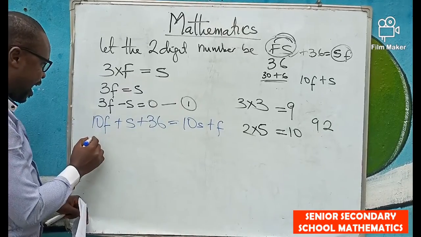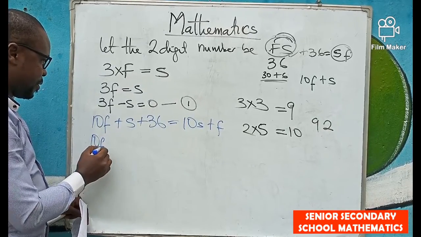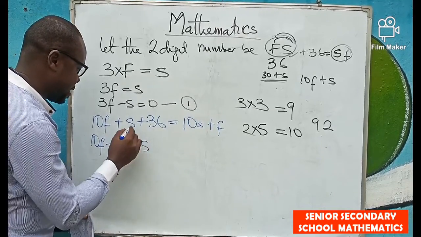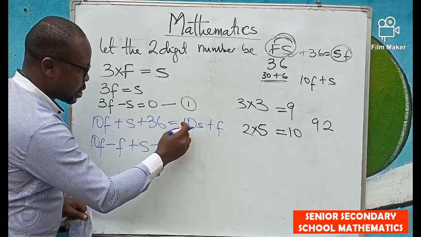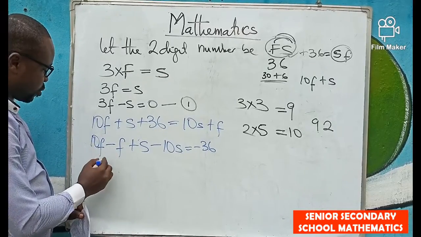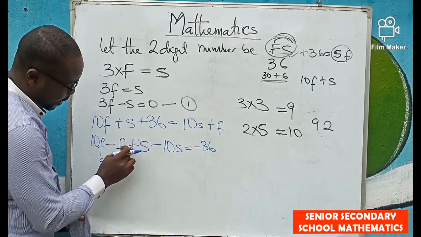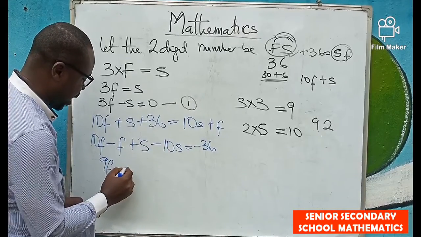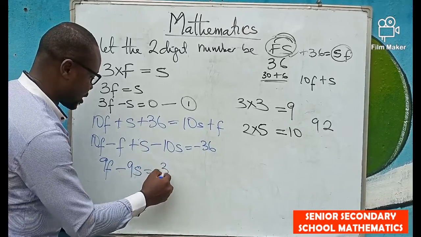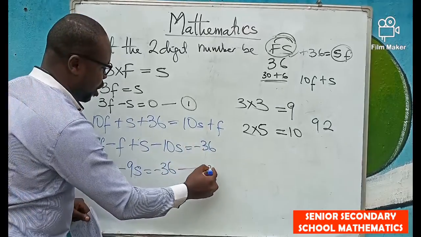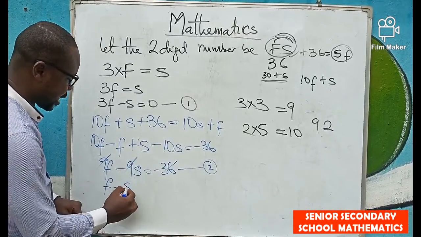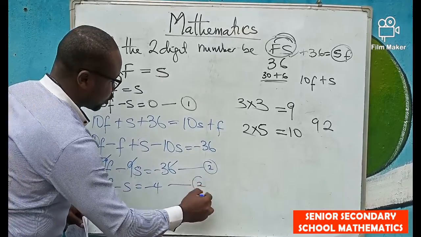So I can simplify now. I have 10F minus F, plus S minus 10S, equal to minus 36. So 10F minus F gives us 9F, and S minus 10S gives us minus 9S. So 9F minus 9S is equal to minus 36. I can divide through to simplify it more: 9 go, 9 go, 9 go. So I have F minus S is equal to minus 4. So our equation 2 is out now.